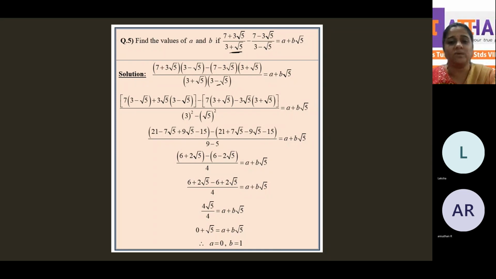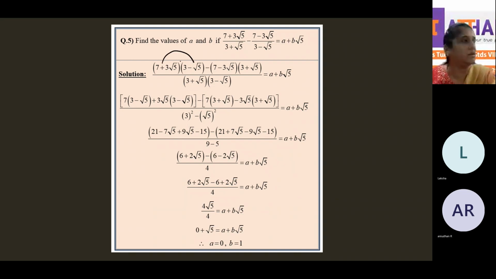So this is 3 plus root 5. This numerator I've written and multiply with 3 minus root 5. Then this minus, I've written this numerator here. See here, I've written that. And what is the denominator? 3 minus root 5 is there. So we should multiply with 3 plus root 5. There is 3 plus root 5 here, so you should multiply this with 3 minus root 5. There is 3 minus root 5 here, so you should multiply this with 3 plus root 5. That is the first step. That's what you see here. The minus by the LCM is equal to A plus B root 5. That's the first step. First step correct.